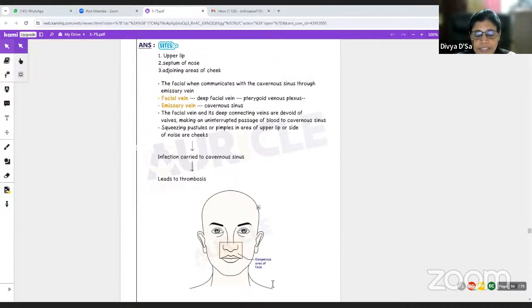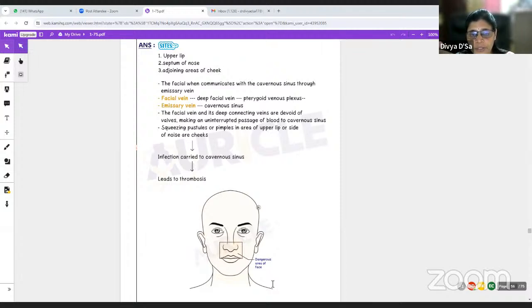So why is it dangerous now? The facial vein here, which we saw earlier, communicates with the cavernous sinus, okay, through the emissary veins. Because there are no valves, there is always retrograde flow of blood.